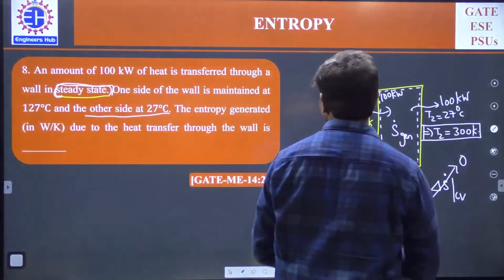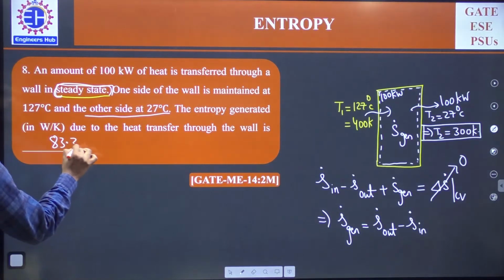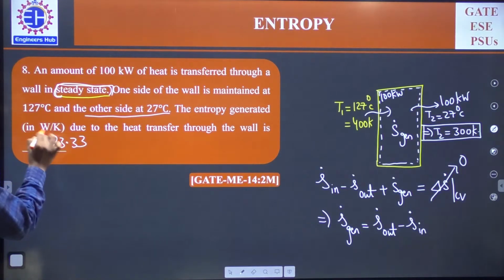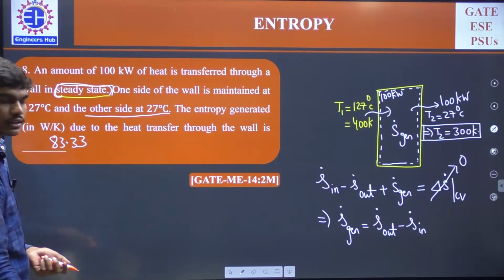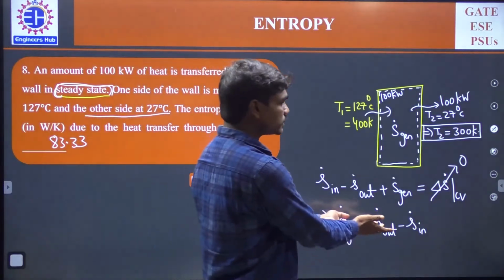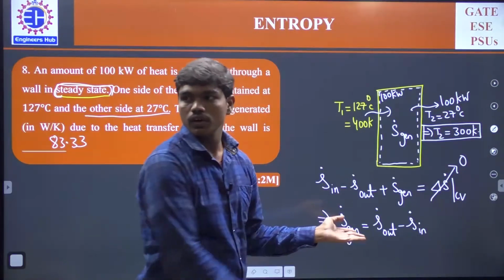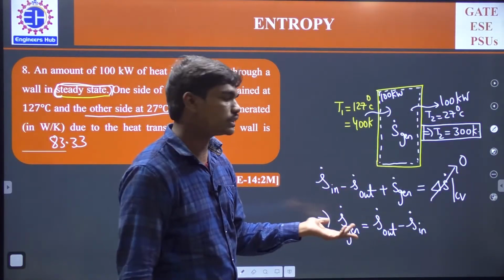Okay, so 83.33. You need to take care of these units, okay? Because if you write this answer in kilowatts, like 0.833, your answer goes wrong, correct? So you need to take care of the units very well. Is there any big thing that is difficult here? No, it's just an entropy balance equation, and we are done with the question. See how easy entropy is.